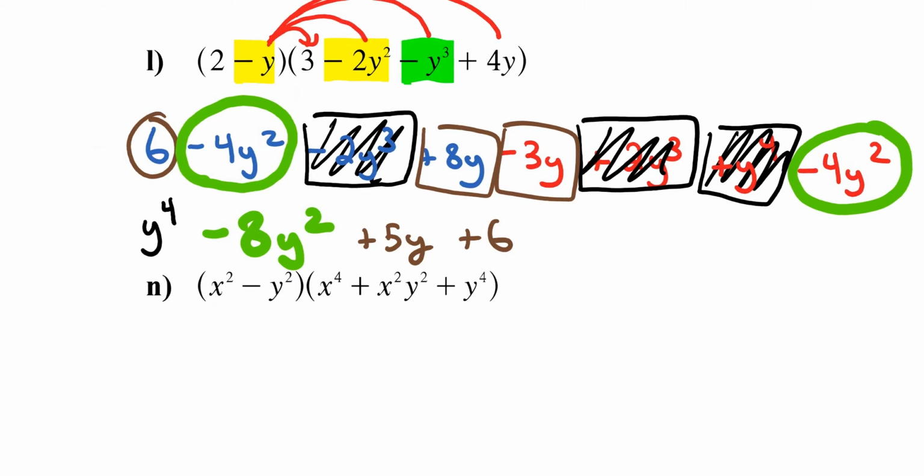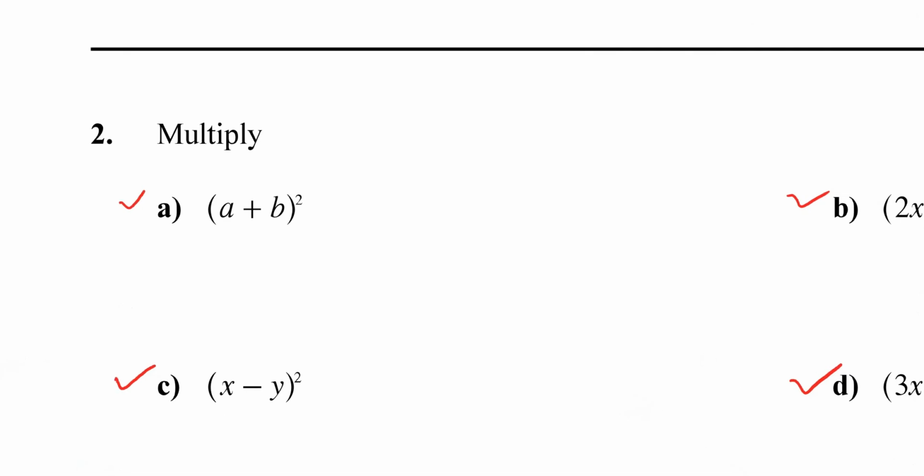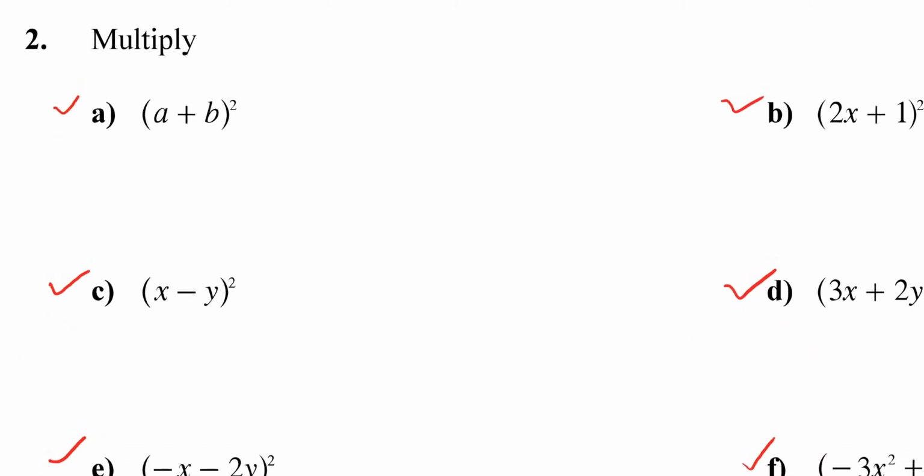Okay, let's move on to question number 2 now. Question number 2, we need to multiply. Now for question number 2, you should definitely get used to this technique called the square double square technique. And for all these questions in section number 2, I believe we have A, B, C, D, all the way to H. We're going to be using the square double square technique to simplify these questions here.